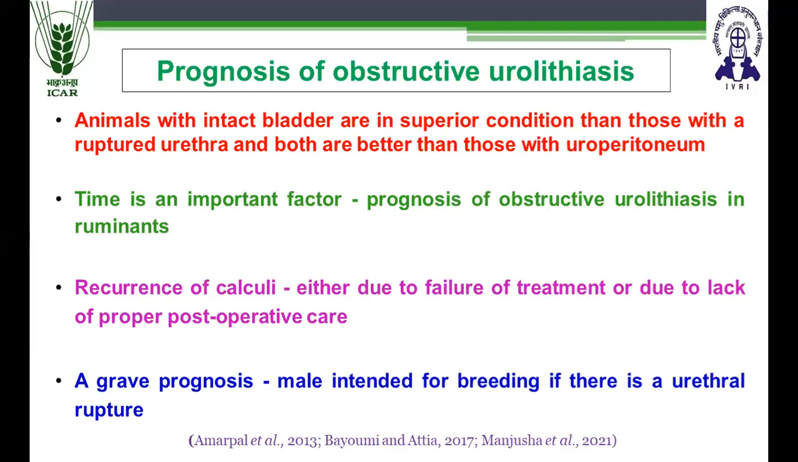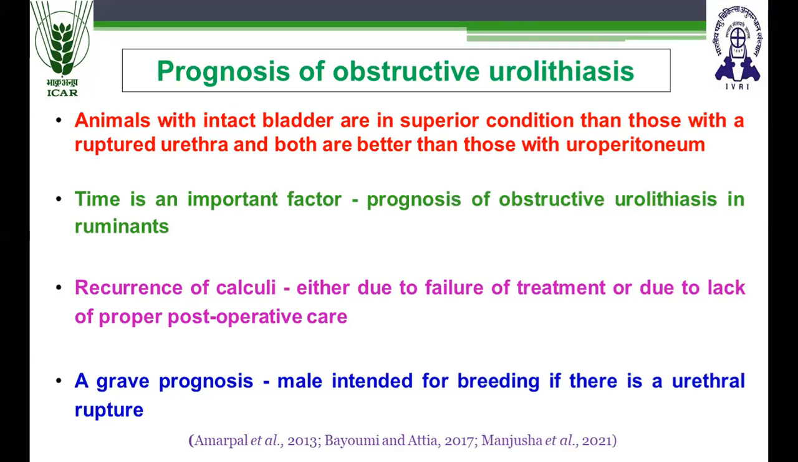Animals with an intact bladder are in superior condition to those animals with a ruptured urethra, and both are better than animals with uroperitoneum. Time is an important factor in the prognosis of obstructive urolithiasis, as there is delay in presentation of the case to the clinic. The animal's condition starts deteriorating. The bladder may rupture or the urethra may rupture. So time is a very important factor.